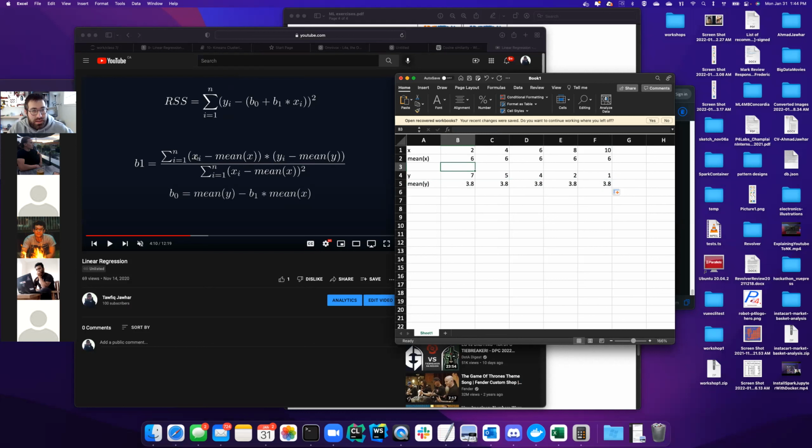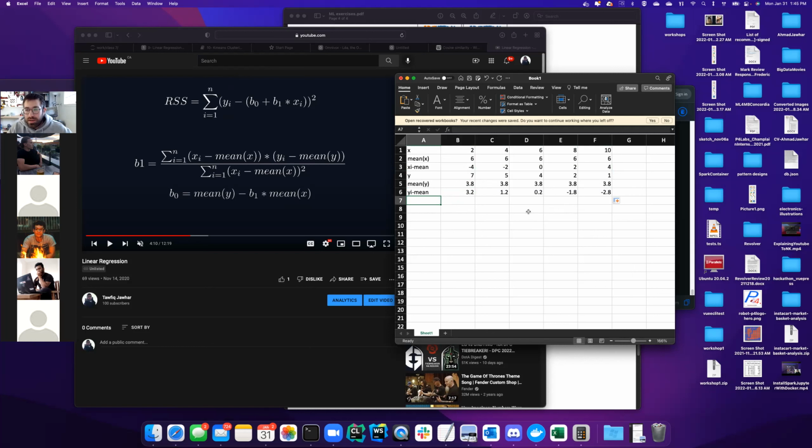Now we're saying for every point x and y, we're going to subtract the mean from it, and we're going to multiply those. So let's say this is xi minus mean, and this is yi minus mean. So it will be the x minus its mean, and we can do this for all of them. And this is the same thing, so it is the y minus the mean, and we can do this for all of them.